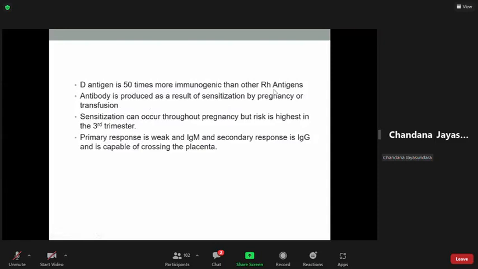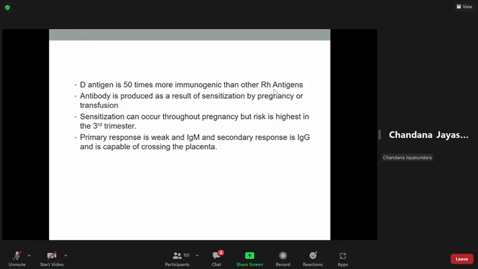The problem with the D antigen is it is 50 times more immunogenic than the other RH antigens, and because of that, when it is mixed with negative blood, it develops a rapid reaction of antigen and antibody production. The sensitization risk is there in every trimester, but it is maximum in the third trimester, as you can expect, because the baby's blood volume is increased at that point. If the blood volume is less, the chances that you get sensitized are less.